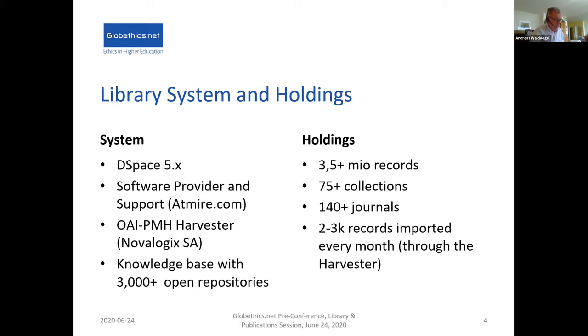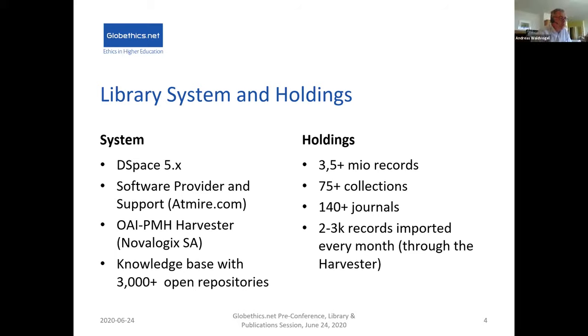But we have not only a state-of-the-art repository, we also have, and have always had, a powerful OAI harvester developed by our long-standing IT provider NovaLogix that is able to harvest open access repositories from all over the world via the Open Archives Initiative protocol for metadata harvesting. This is, so to speak, our knowledge base from where we collect and import relevant materials through predefined keyword queries that we apply to build our special collections. For example, every month, thanks to the harvester, we can import 2,000 or 3,000 records.